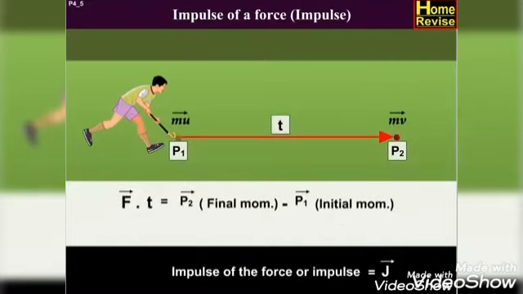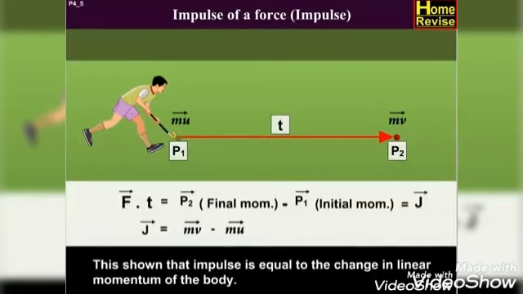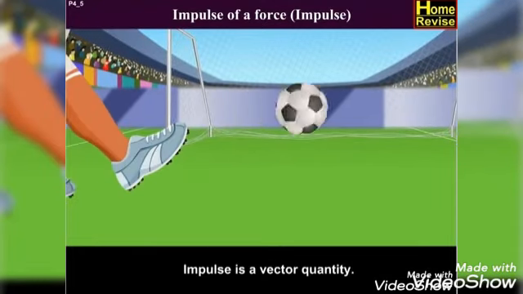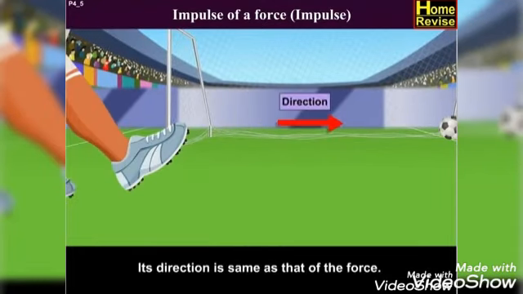F vector dot t, or impulse, is equal to final momentum minus initial momentum, and it is equal to vector J. Vector J is equal to vector mv minus vector mu. This shows that impulse is equal to the change in linear momentum of the body. Impulse is a vector quantity. Its direction is the same as that of the force.